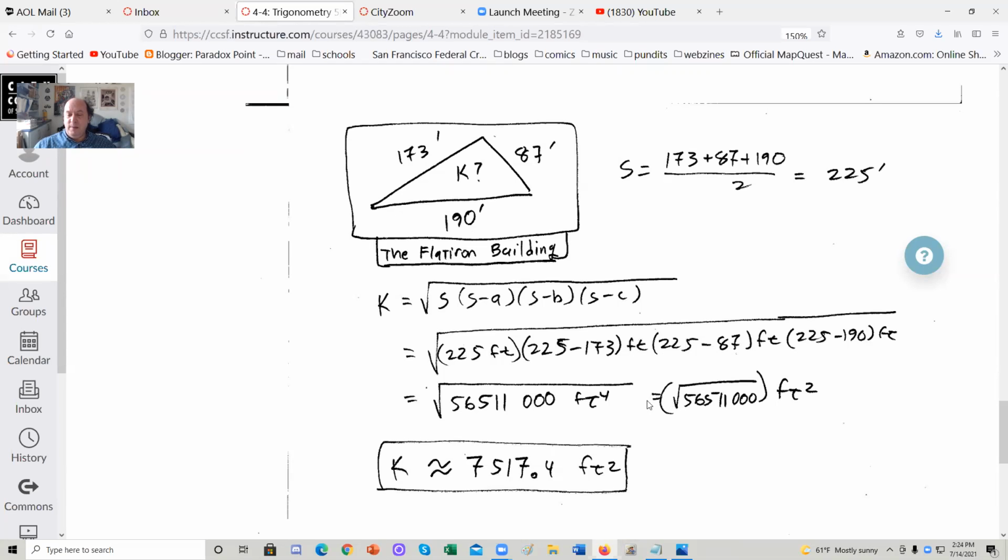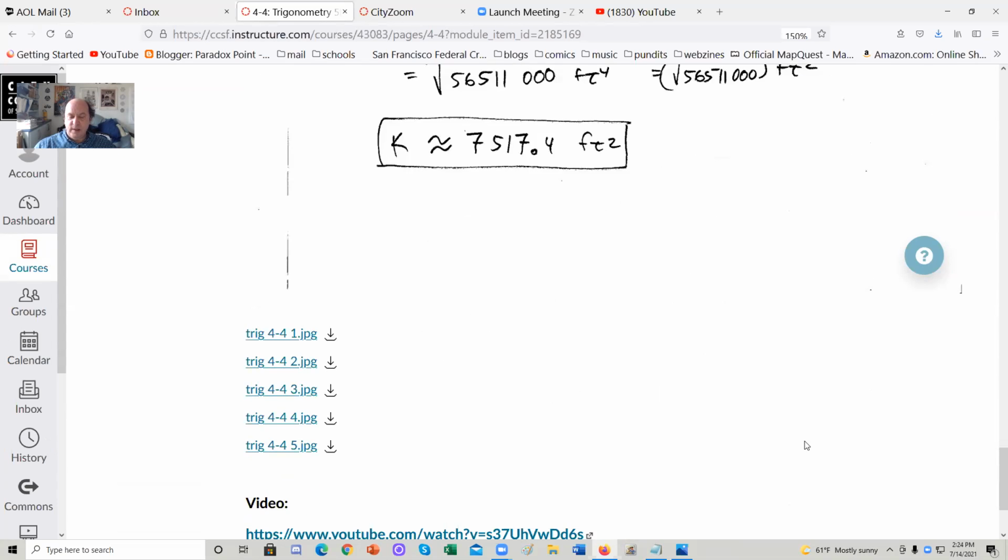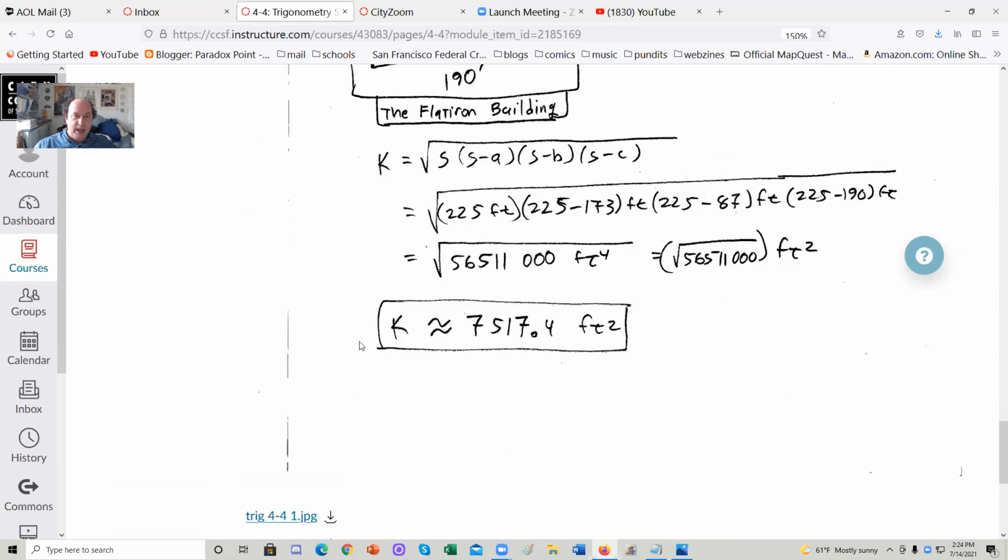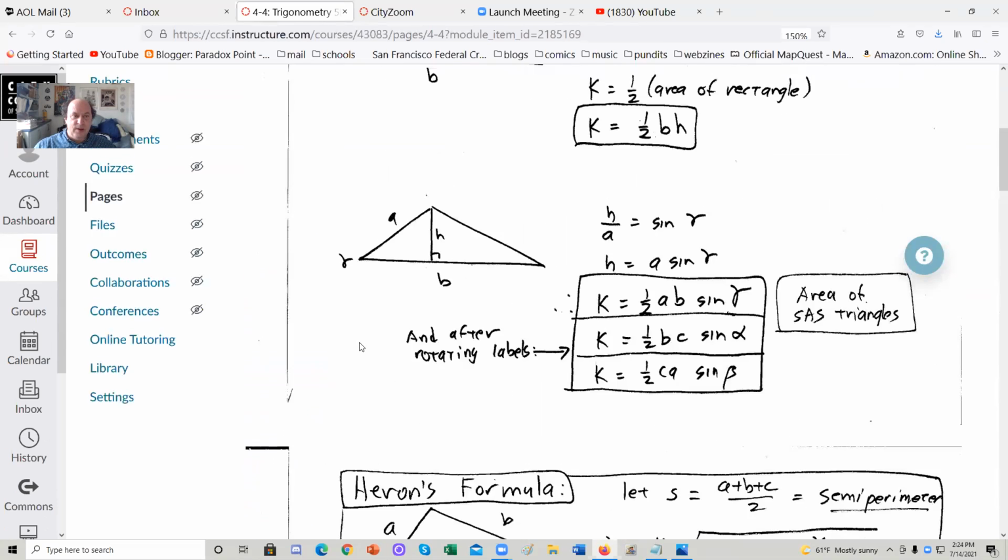Anyhow, of course, the square root of a fourth power is a square. So it's square feet times root 565,110,000. And that comes out to approximately 7,517.4 square feet. Okay, now that's how that goes.